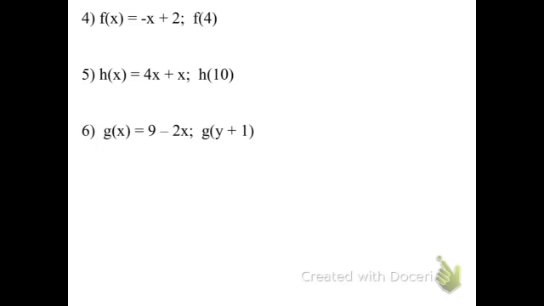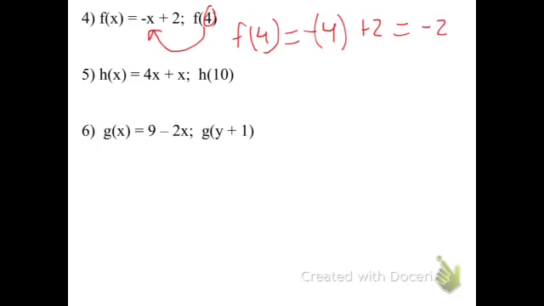We'll move on to the last 3 here. So we have a function name and an assignment, and then we have to evaluate it at 4, 10, and then y plus 1. Okay, you just take what's inside the parentheses, and you input it where x is. So f of 4 would be equal to -4, because x got replaced with 4. Add 2. Well, -4 plus 2 is -2. So there you go. F of 4 is -2.